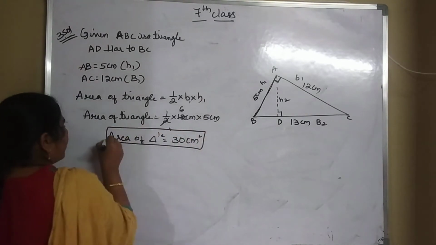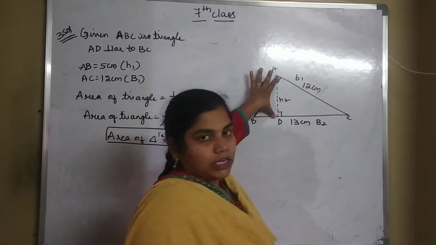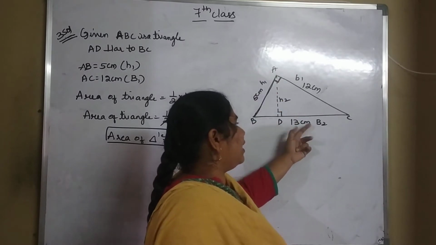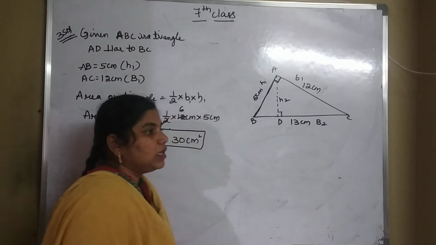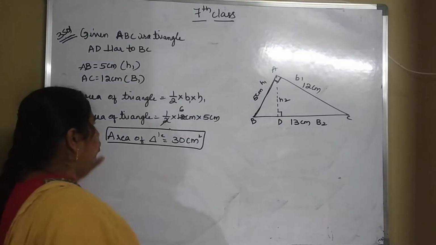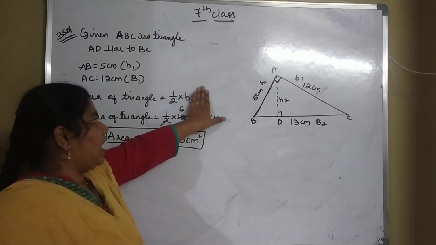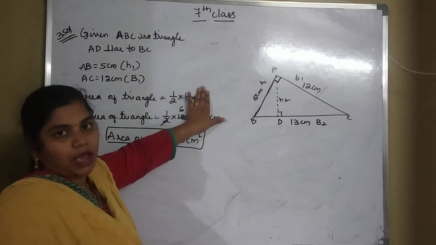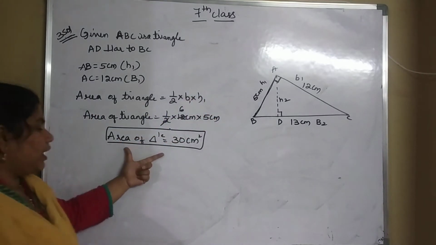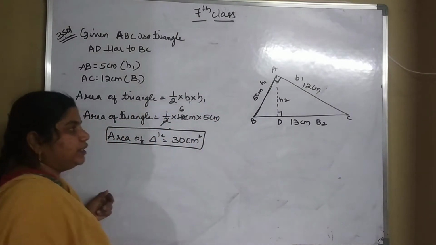So what do we have to find? We have to find this height value now. The base value is given as 13 centimeters. How to find this height value? We already know the area of a triangle formula. To find the height value, which values do we have to know? Base and area. We already know the area and also the B2 value, so we can find the H2 value.